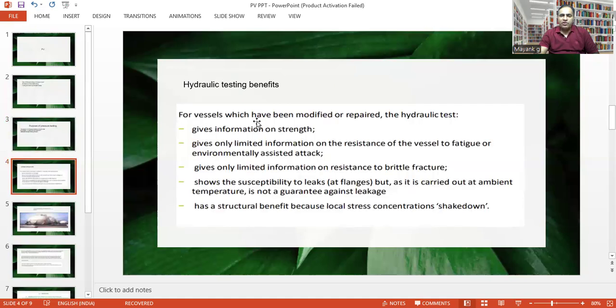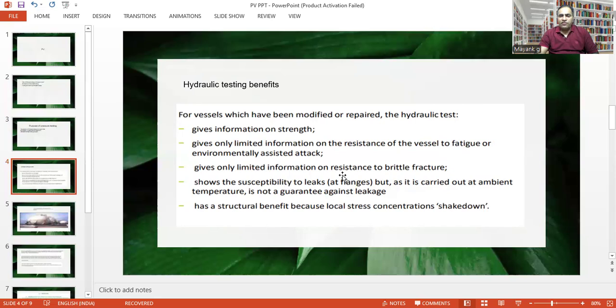So there are benefits of hydraulic testing. If I talk about some of the benefits, it gives information about the strength of the pressure vessel. It gives limited information on the resistance of the vessel to fatigue or environmentally assisted attack, because a pressure vessel is continuously in use. It is pressurized, it is depressurized, so there are chances of fatigue failure. So hydraulic testing gives limited information on the resistance of the vessel to fatigue failure.